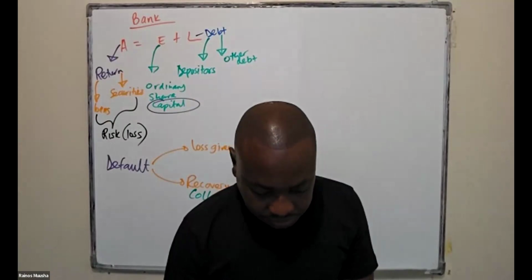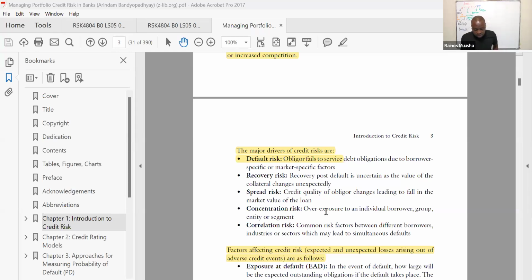On the next section, they also talk about spread risk. And here they say, credit quality of obligor changes leading to fall in the market value of the loan. Now, when you talk about spread risk, they are basically saying, how much is the credit quality of the obligor compared to the risk-free rate?